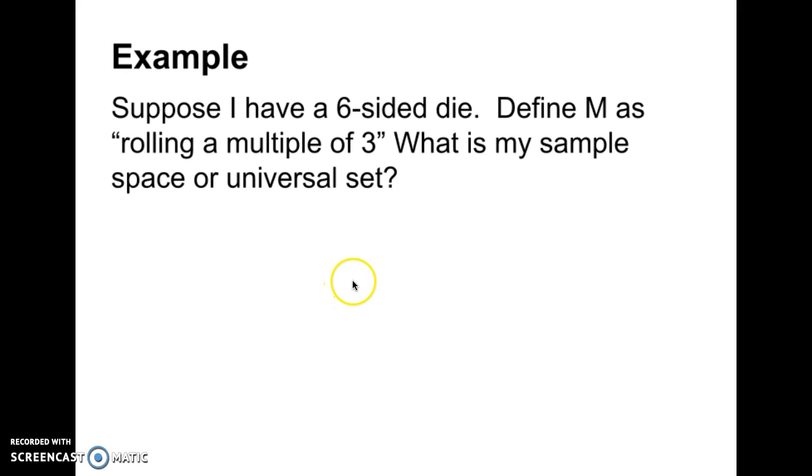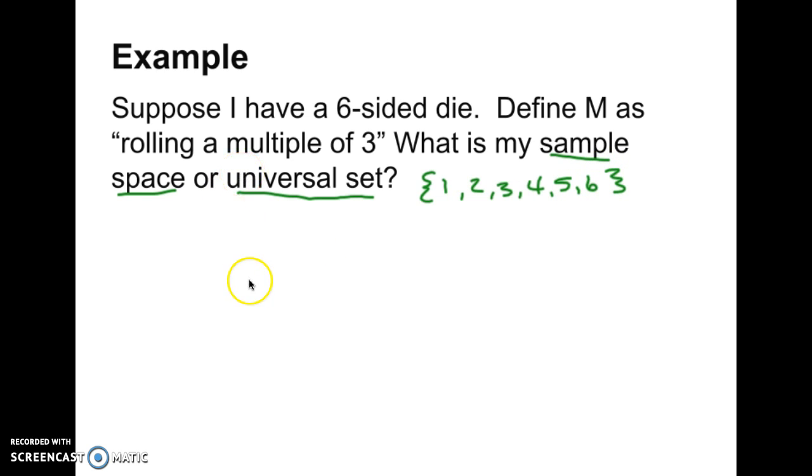All right, for this next example, suppose that I have a 6-sided die. So that's just a normal die, and die is singular for dice. Define M as rolling a multiple of 3. What is my sample space or universal set? And remember, universal set and sample space mean all of the possible outcomes. To indicate that it's a set, I have to use these curly brackets. And on a 6-sided die, I could end up with a 1, 2, 3, 4, 5, or 6.